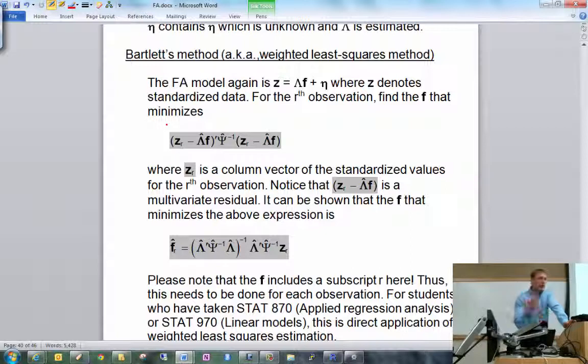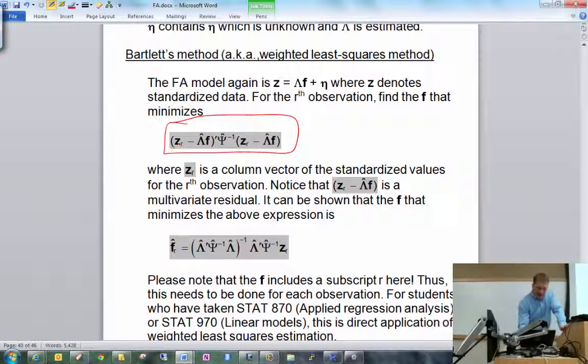For, let's say, your rth observation and its standardized values, take a look at this little expression here. Z minus gamma hat times F, transposed, times your psi hat matrix. It's a diagonal matrix with the specific variances on the diagonal. Psi hat inverse. And then you take Z minus gamma hat times F once again. You could put gamma star in there with an F star too. I don't think I need to rewrite it for that purpose.